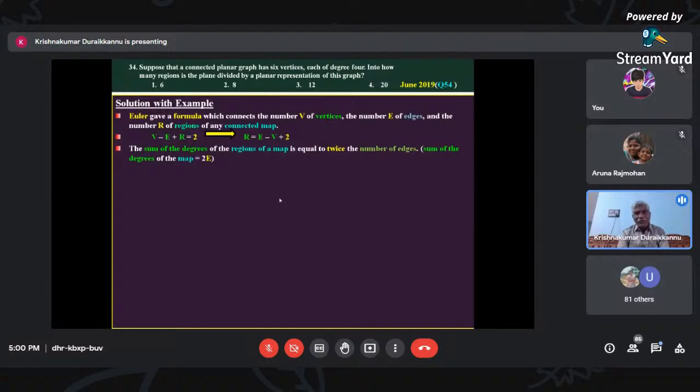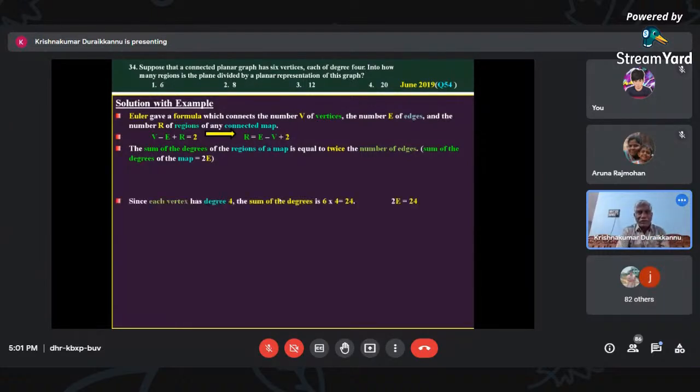So the sum of the degrees of the regions of a map equals twice the number of edges. That is one. The handshaking theorem says that the sum of the degrees of the regions of the map equals 2E. It is also equal to the sum of the degrees of the vertices, which equals 2E. That is also the handshaking theorem. The sum of degrees of vertices equals 2E, and the sum of degrees of regions of a planar graph map is equal to 2E.